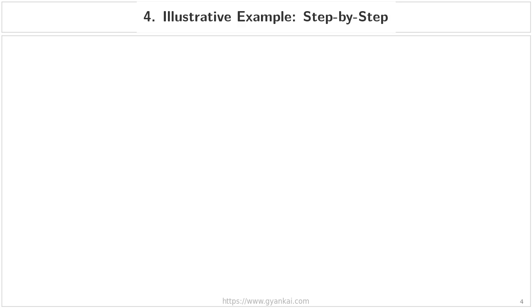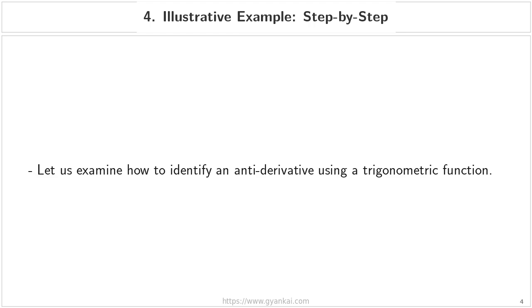For an illustrative example, step by step. Okay, let's solidify our understanding of anti-differentiation with a concrete example. As we discussed in the previous slides, finding an antiderivative is like reversing the process of differentiation. So, on this slide, we're going to examine how to identify an antiderivative using a trigonometric function.